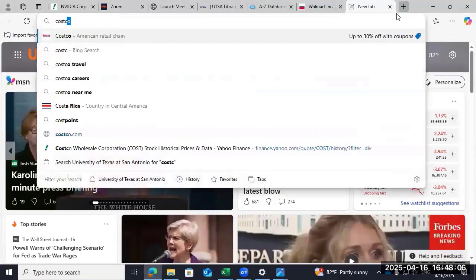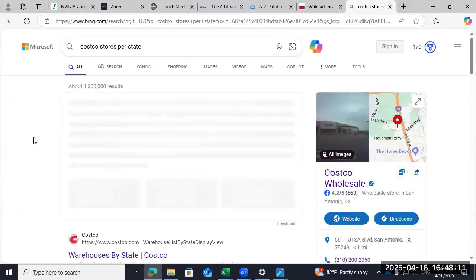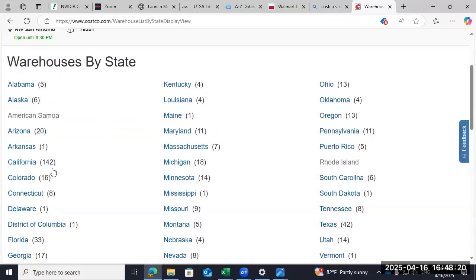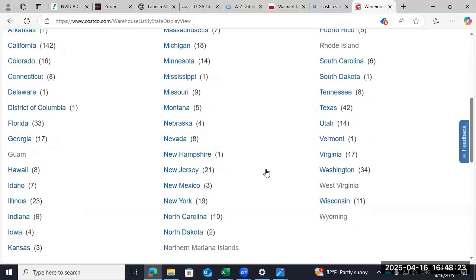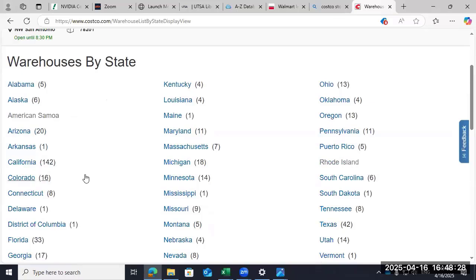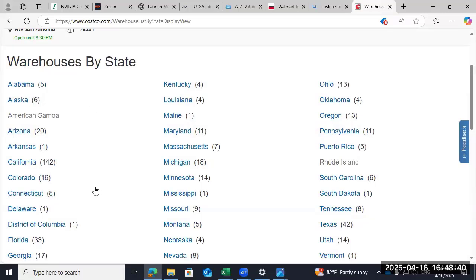Costco stores per state. And you can get the populations of each one of these states. So in Texas, there's 42. In California, there's 142. New York, there's only 19. So you could say, find the state where they're the most saturated. It looks like it might be California. Get California's population, divide it out, and say, if it takes 5 years for them to be as saturated in the United States as they are in California, what kind of growth rate is that? Pretty simple stuff to do.